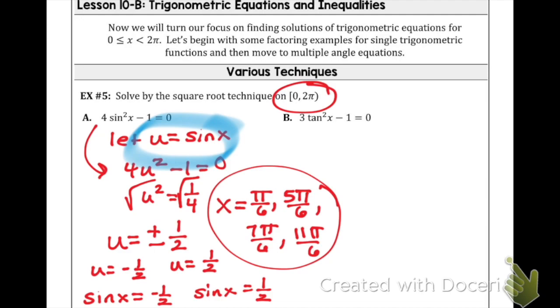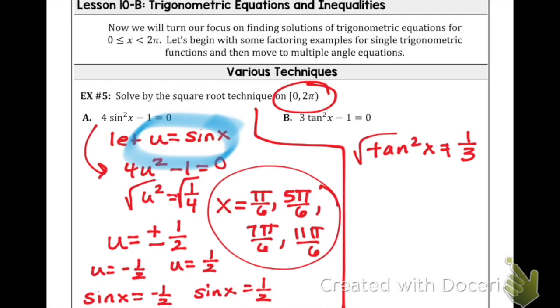That's using u substitution. Now, you don't necessarily need to use u substitution because these are a little bit basic. So let's try to do it without in b. If I just solve for the tan squared by itself, then I would end up with tan squared x is equal to 1/3. Square root both sides. So then we're looking for when the tangent of x equals 1 over the square root of 3, plus or minus, which is the same as plus or minus root 3 over 3, right?